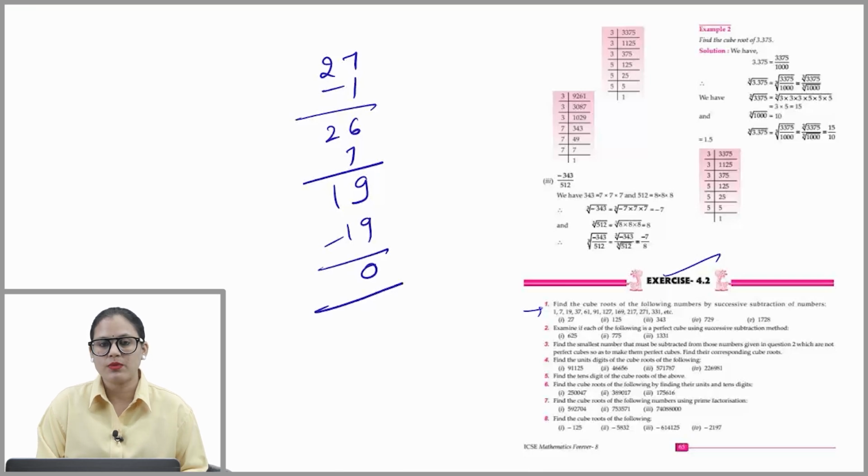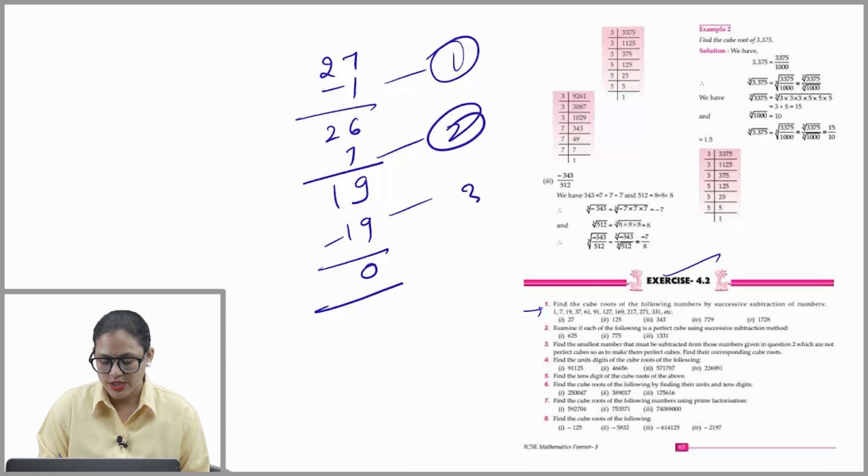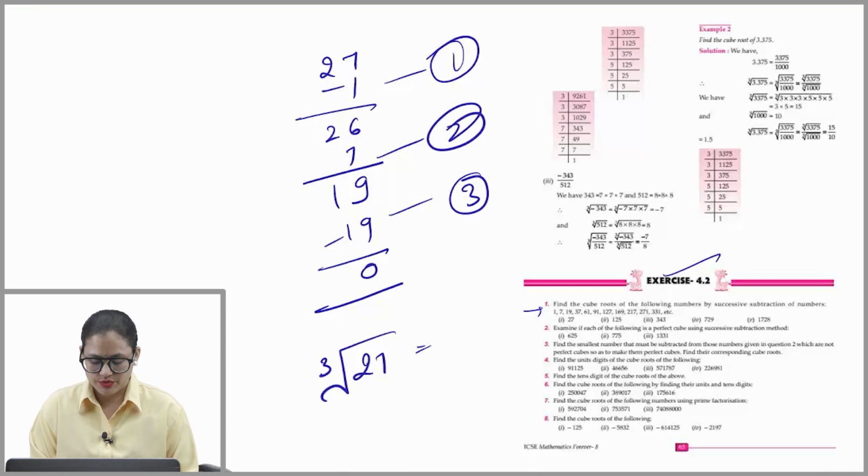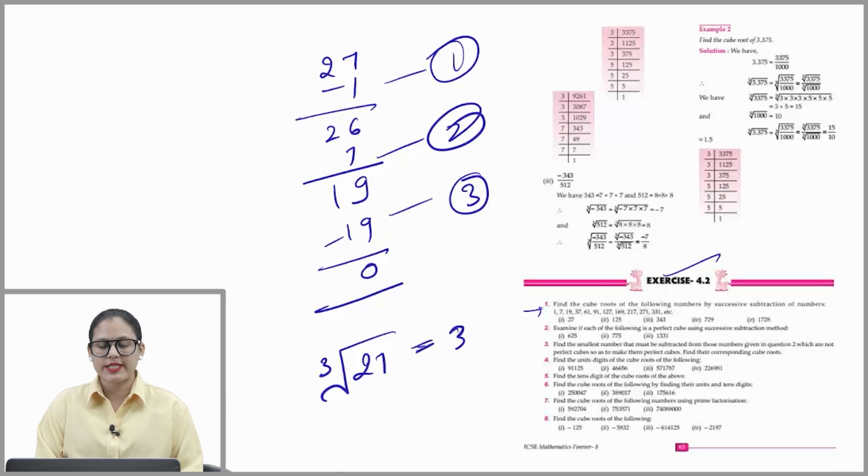We get 0. So how many numbers have we subtracted? 1, 2 and 3. So 27 is the cube of 3. Okay, or you can say 3 is the cube root of 27.